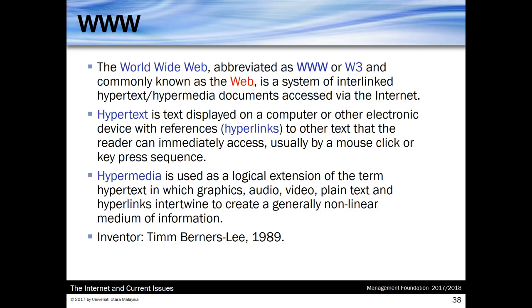The World Wide Web, abbreviated as WWW or W3, and commonly known as the web, is an information system where documents and other web resources are identified by Uniform Resource Locators, which may be interlinked by hyperlinks and are accessible over the internet.